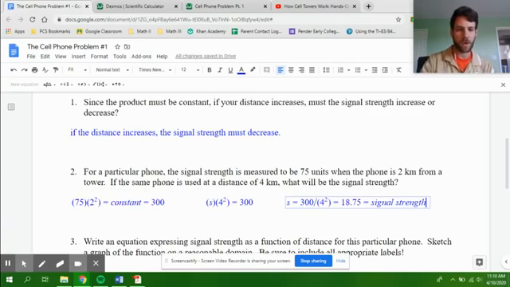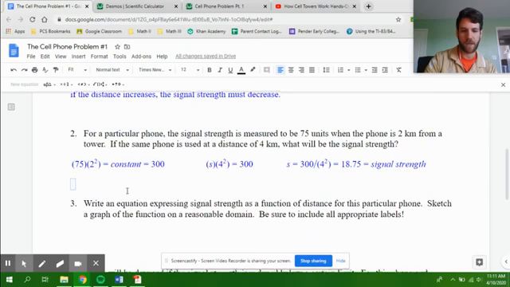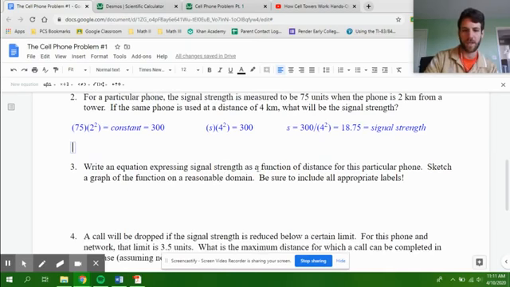And that completes question number 2. We have found out that signal strength is equal to 300 over 4 squared, equal to 18.75. And we've also realized that our answer for number 3 comes from that too. Write an equation expressing signal strength as a function of distance for this particular phone. If we wanted to come up with that equation, we would just take this equation we used last time. We know its signal strength is equal to our constant of 300.